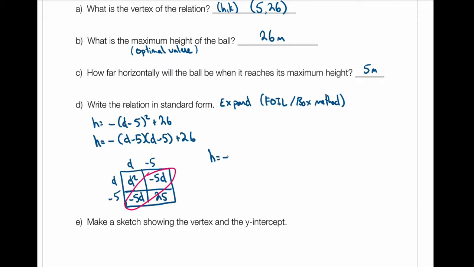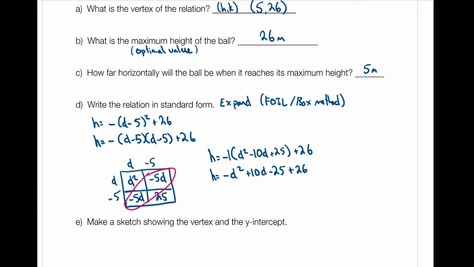So it's going to be h equals negative, because the negative 1 is being multiplied by whatever this answer is. So negative 1 times d squared minus 10d, so I just combine the two that I've circled, plus 25. And then at the end, I have the plus 26. I can now multiply that negative 1 through, which is just going to change the sign of everything. So negative d squared plus 10d minus 25. And then plus 26 just carries down at the end.